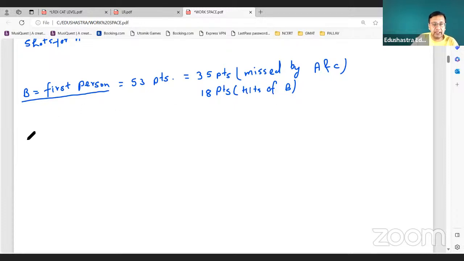So if I take somewhere around 12 shots, 12 shots into 2, that is 24 points, right? So if 24 points are there, how many points are required more to score 53? That is 29, right? And 29 are what?